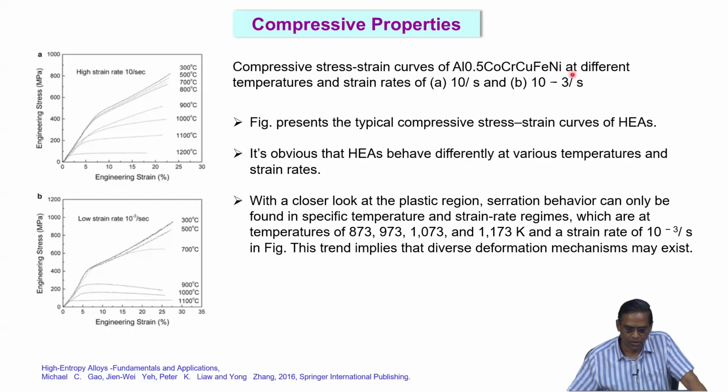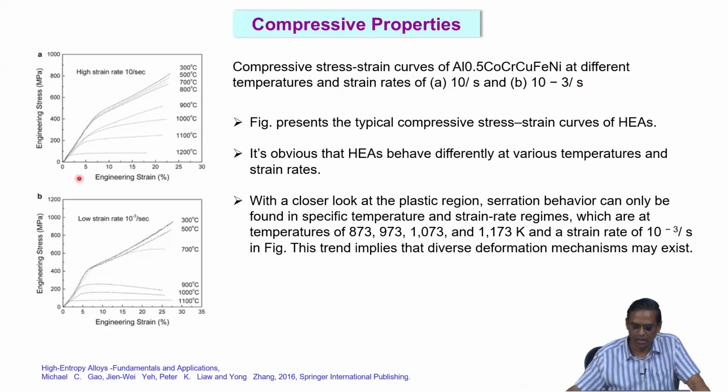Typically for all the alloy systems we have studied, we will look at the compressive properties in a very detailed manner. And of course, you can also vary the strain rates, like 10 per second to 10 to the power minus 3 per second.